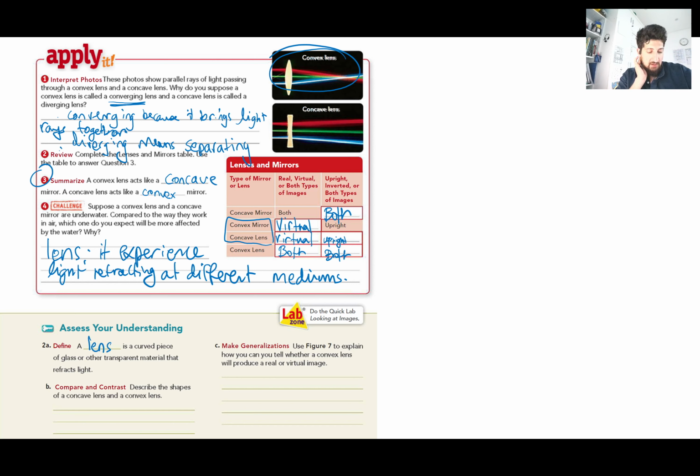Compare and contrast. Describe the shapes of a concave lens and a convex lens. Basically, one is thin in the middle, the other one is thick in the middle. So I'm just going to draw them. That's convex. And this here is a concave.